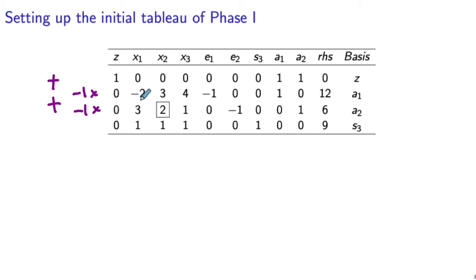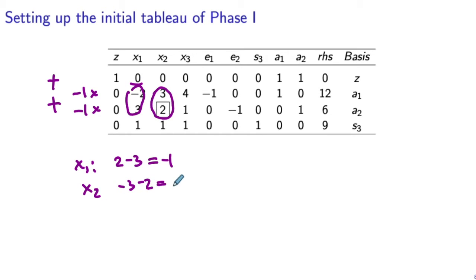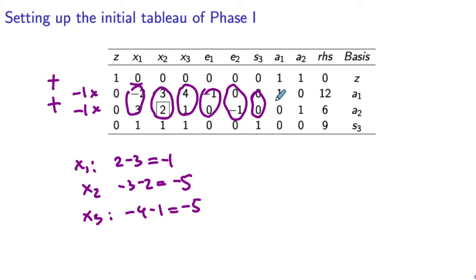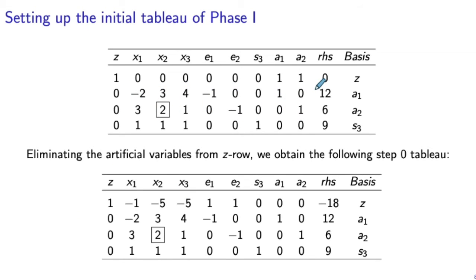Okay, so the coefficient for x1 is 2 minus 3, which is -1. The coefficient for x2 is -3 minus 2, which is -5. For x3 we have -4 minus 1, which is -5 again. The coefficients for E1 and E2 are both equal to 1, for S3 it's 0. Finally, we managed to eliminate the artificial variables from the objective. Excellent. Now we have the initial phase 1 tableau. And once it is set up, it is business as usual. Now we just need to apply the usual simplex iterations.